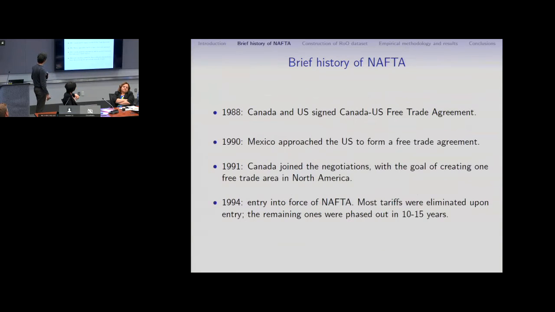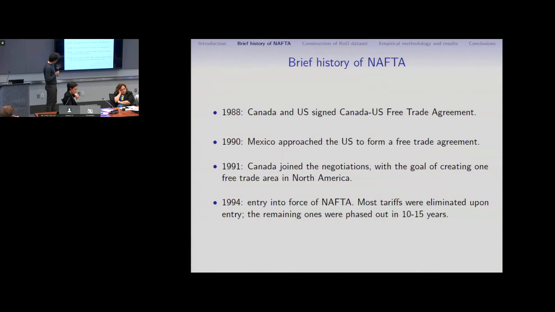So just to give you a super brief history of NAFTA: in 1988, Canada and the US signed the CUFTA agreement. In 1990, Mexico approached the US and started thinking about the possibility of creating a new trade agreement. In 1991, Canada joined negotiations and they started thinking about NAFTA. So before NAFTA, we're going to use 1991, because first, it was not implemented by that time, and actually our data is going to be much better for 1991. That's why we take the year 1991 as our before NAFTA.